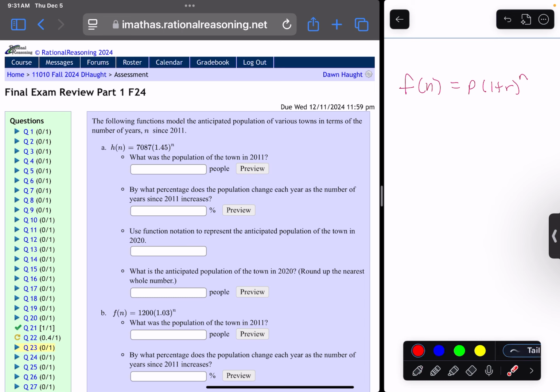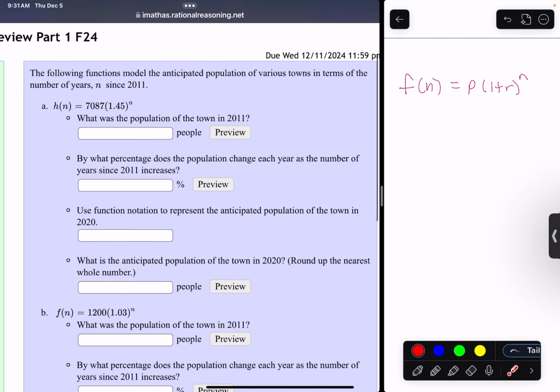So if we have this, P is our starting value, R is our rate of change. How is that number different than 1? If it's above 1 or below 1, that will tell me if my population is increasing or decreasing. And then N is, in this particular case, years since 2011. Okay, so in our first problem, what is the population in the town in 2011? That's that initial number, that P, 7087.